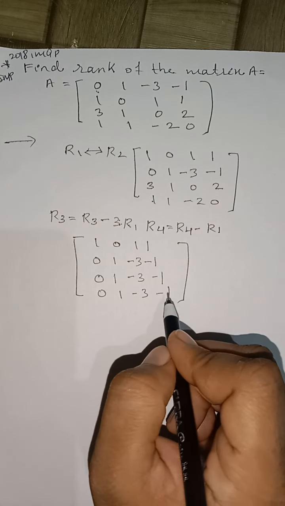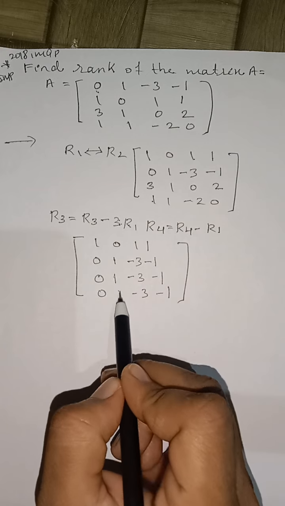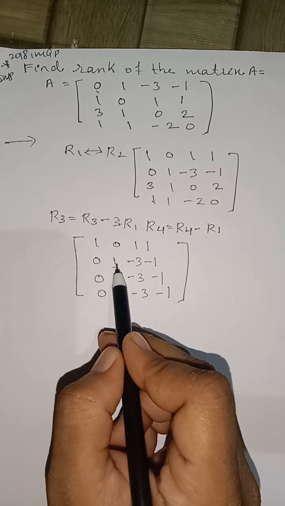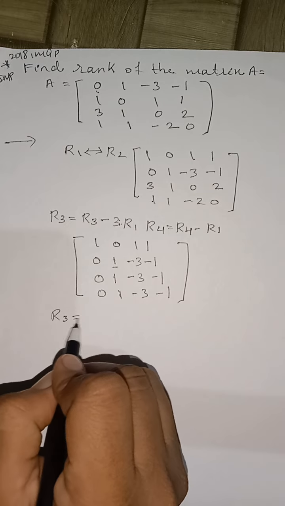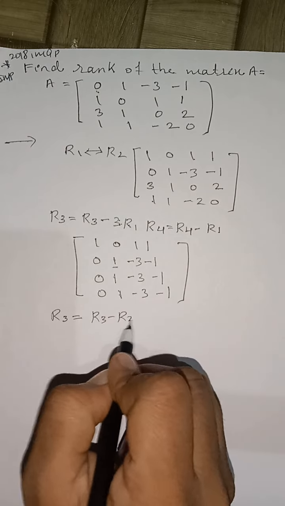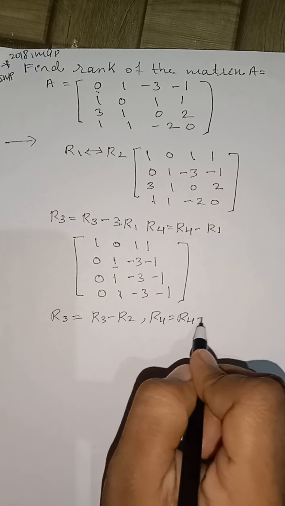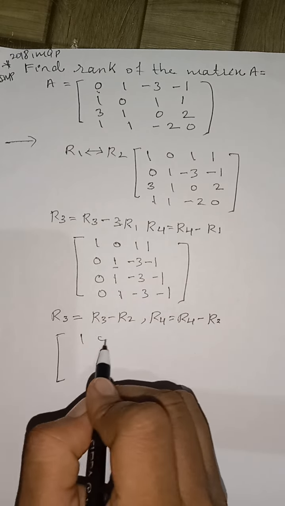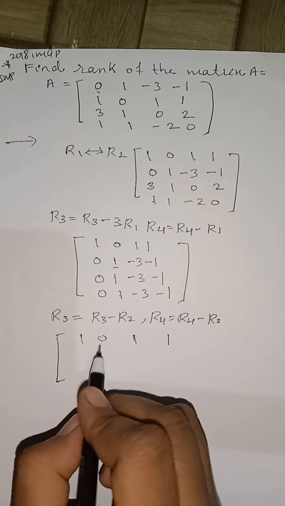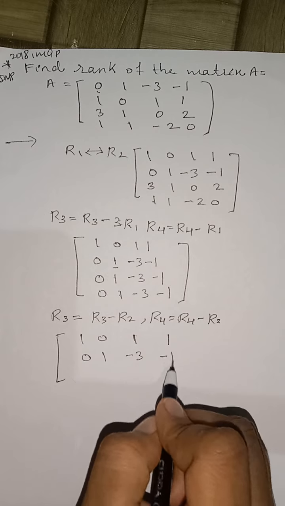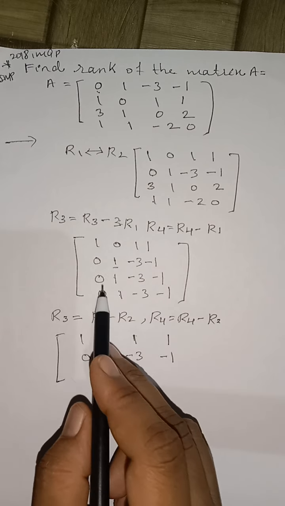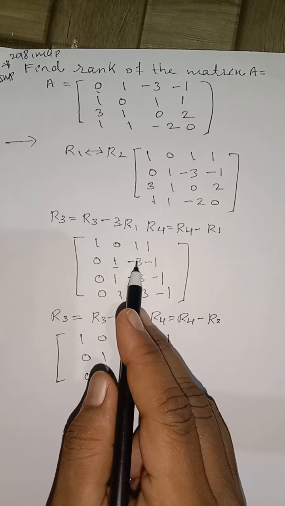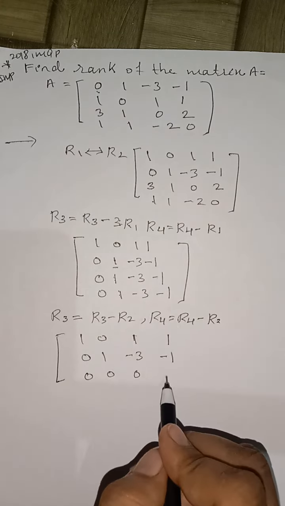Now again, below this element, these two you should make 0 with the help of this element itself. So you have to operate R3 and R4 in terms of R2. What will be the operation for R3? R3 equals R3 minus R2 and R4 equals R4 minus R2, right? Therefore keep R1 and R2 as they are: 1, 0, 1, 1 and 0, 1, minus 3, minus 1. Then the operation for R3, R3 minus R2: 0 minus 0 is 0, 1 minus 1 is 0, minus 3 minus of minus 3 is 0, and 1 minus of minus 1 is again 0.